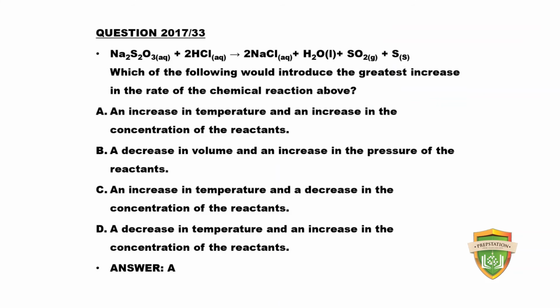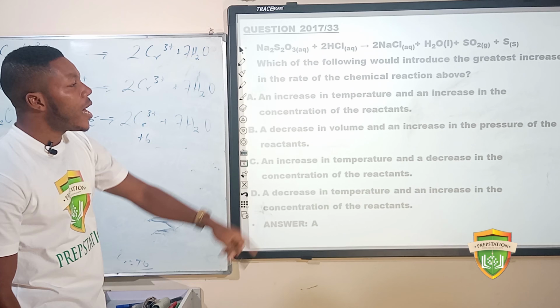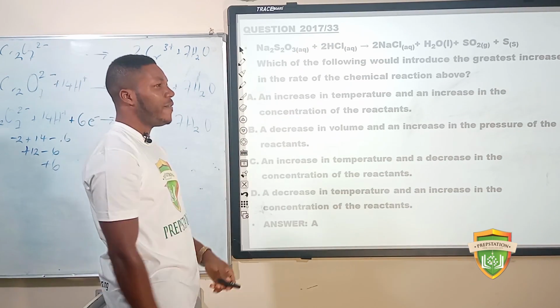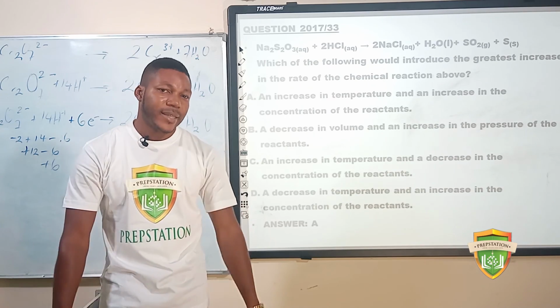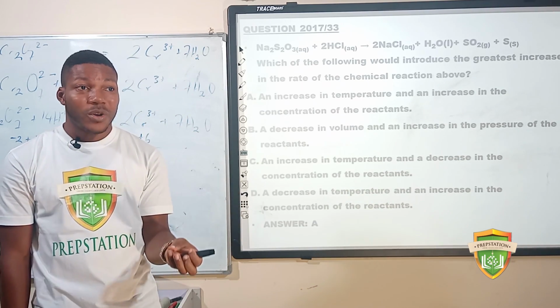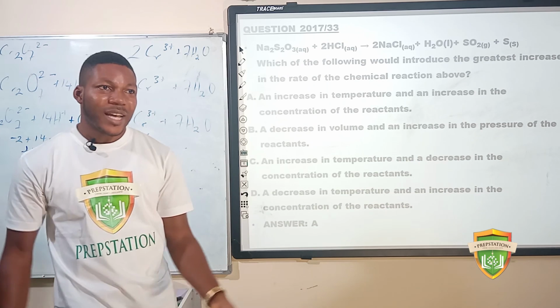Question 33, 2017. Which of the following would introduce the greatest increase in the rate of the chemical reaction above? Please mark the keyword: greatest increase. Now, among all the factors affecting the rate of a chemical reaction, which of them are very, very important? There are two: temperature and concentration. The others are just additions.